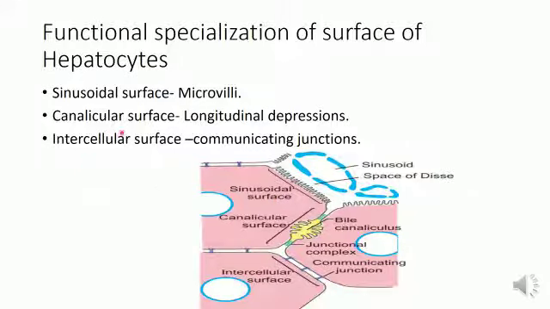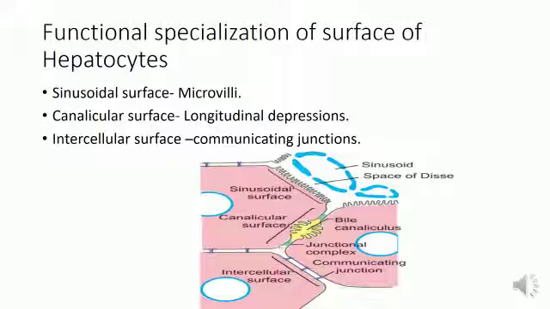The second is the canalicular surface, and it shows longitudinal depressions that are opposed by similar depressions from the neighboring hepatocytes, and they form the bile canaliculus. The irregular microvilli project into the canaliculus. On either side of the canaliculus, the cell membranes of adjoining cells are united by junctional complexes.